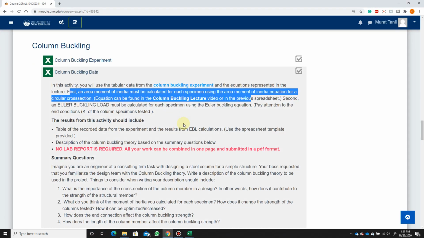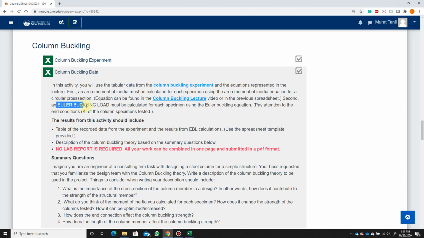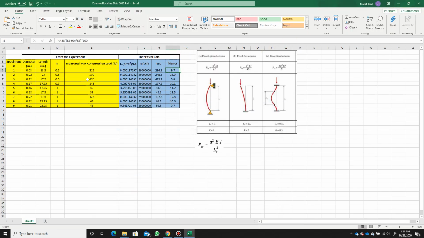Let's continue. Second, an Euler-Buckling load must be calculated for each specimen using the Euler-Buckling equation. Pay attention to the end conditions, in parentheses, K of the column specimens tested. That's what we exactly did. So during the experiment, I noted down the end conditions, and based on the end conditions, I select the K factors. For example, in the first one, it was the fixed columns. In both ends, it was fixed, so the rotation and translation were fixed in all directions, as opposed to pin condition, where K value is 1, and the pin condition rotation is not fixed, but the translation is fixed in one dimension. Let's continue.